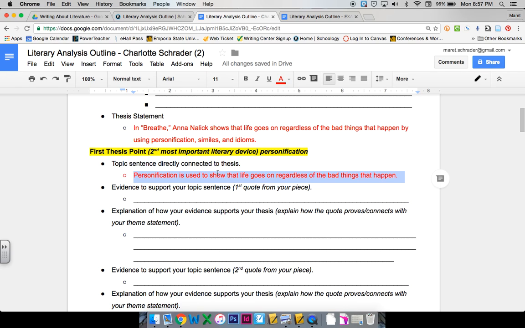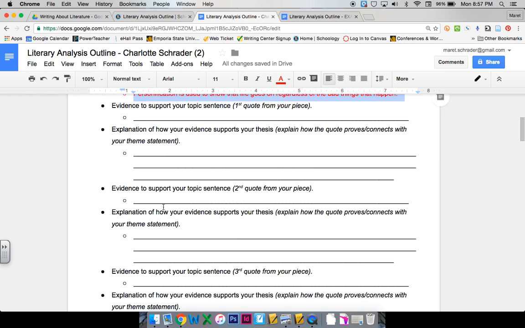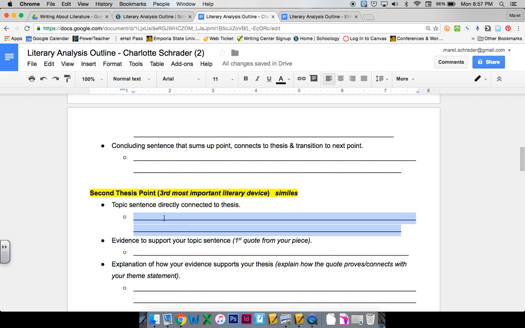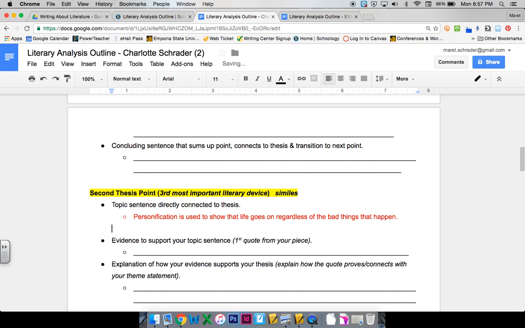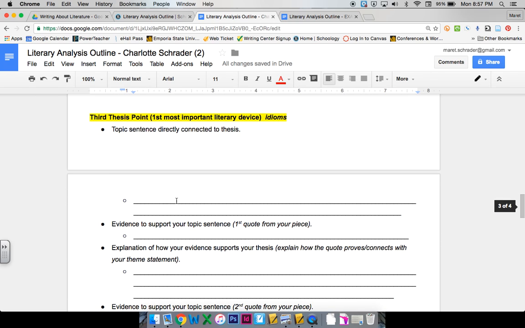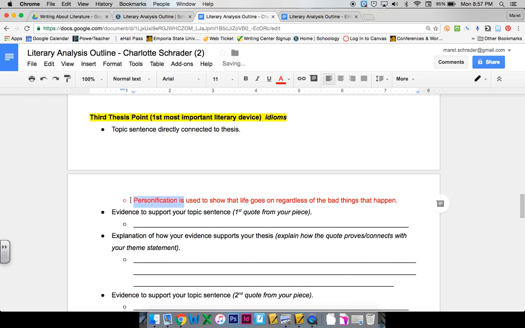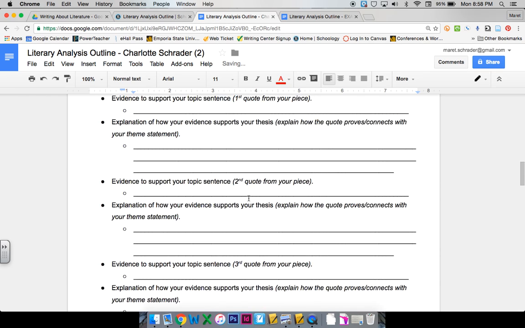So then what I'm going to do is just go ahead and highlight that again and copy it. So Command C or edit copy, and then I'm going to paste that into the next topic sentence for my second thesis point. And instead of personification, it's going to be similes are used to show that life goes on regardless of the bad things that happen. And then the very same thing for that third thesis point. So go ahead and copy and paste it in there. And instead of personification or similes, it's going to be idioms are used to show that life goes on regardless of the bad things that happen.